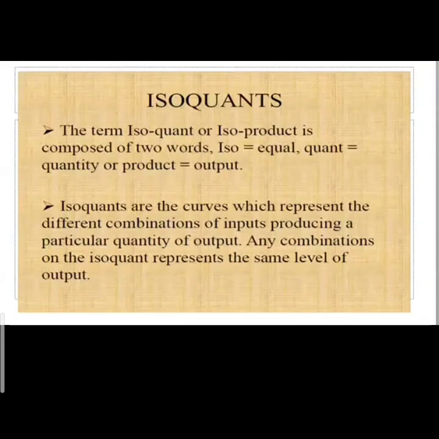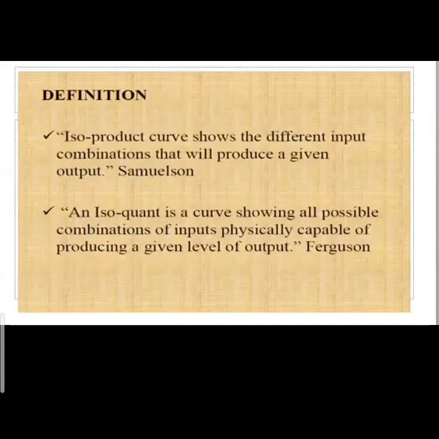Any combination on the isoquant represents the same level of output. It means at whatever point we are on the isoquant curve, we are getting the same level of output or production. The isoproduct curve shows the different input combinations that will produce a given output. There is another definition: an isoquant is a curve showing all possible combinations of inputs physically capable of producing a given level of output.